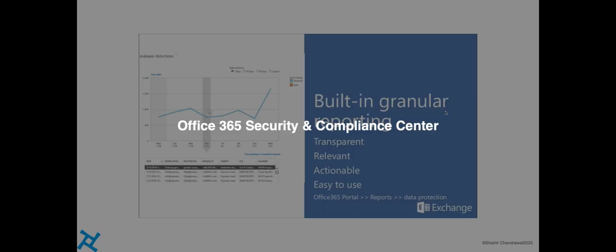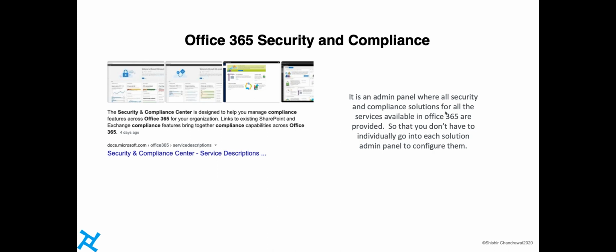Okay, let's get started. Office 365 Security and Compliance Center. The Security and Compliance Center is designed to help you manage compliance features across Office 365 for your organization. Links to existing SharePoint and Exchange compliance features bring together compliance capabilities across Office 365. Okay, that is the definition from Microsoft, and this is my definition. It is an admin panel where all the security and compliance solutions for services available in Office 365 are provided. So you don't have to individually go into each solution in the admin panel to configure them.